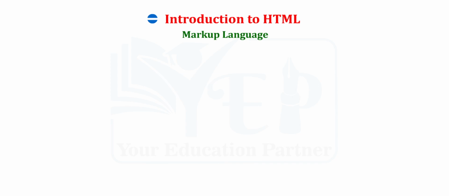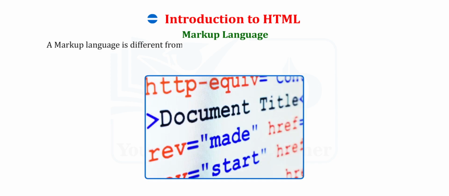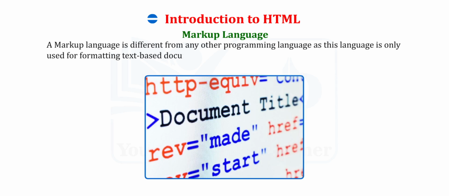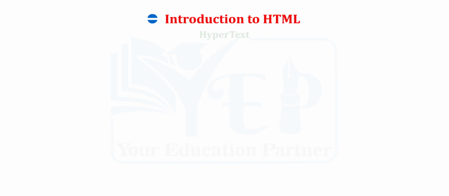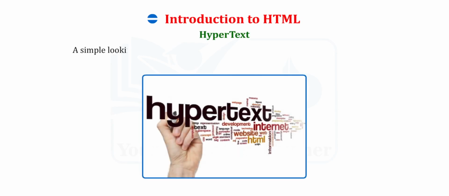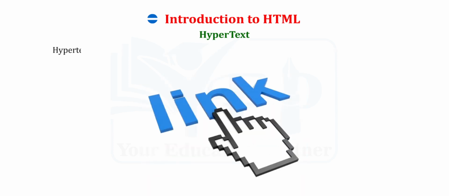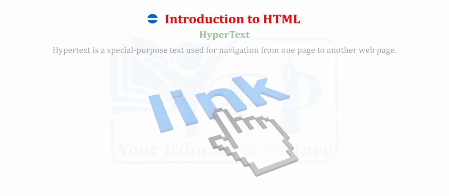Terms used in HTML. Markup language. A markup language is different from any other programming language, as this language is only used for formatting text-based documents wherein you can also embed videos and sound. Hypertext. A simple-looking text is converted into dynamic text using tags called hypertext. Hypertext is a special-purpose text used for navigation from one page to another web page.